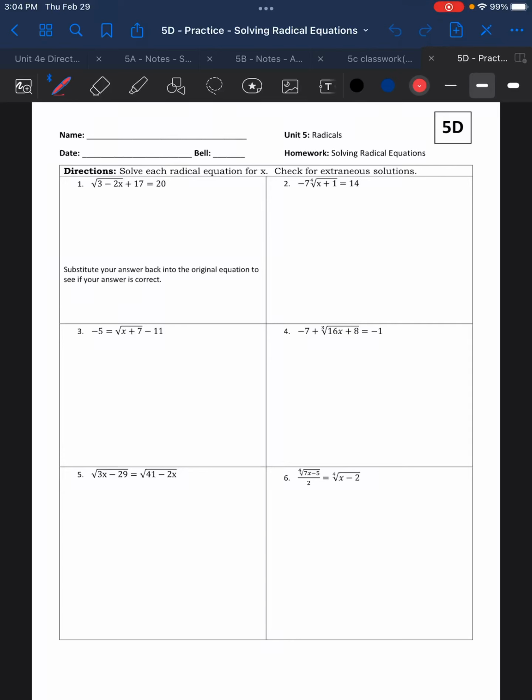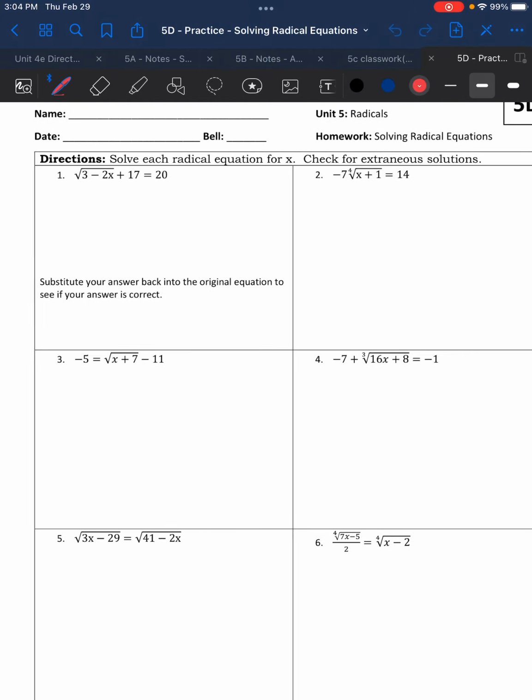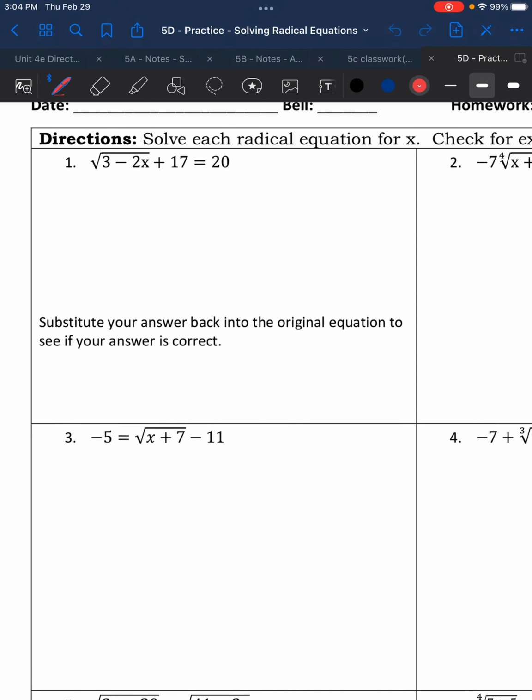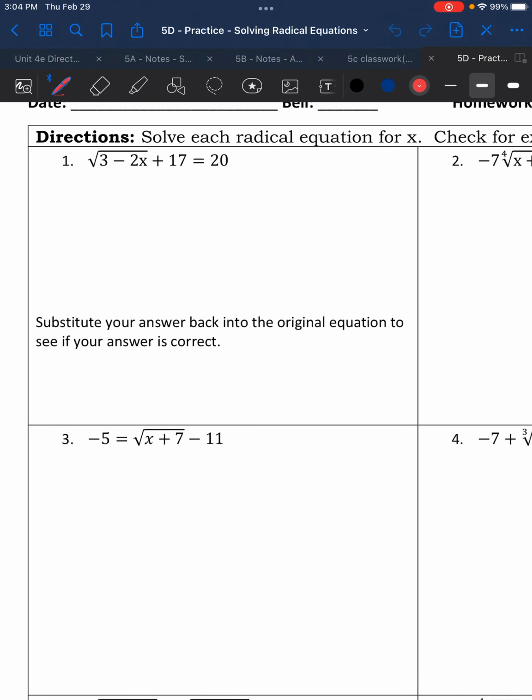Welcome to solving radical equations. To solve, the first thing you need to do, and I know this is homework, I use it as my notes, and I'll write the notes off to the side when I do each problem. So your first goal is to isolate the radical. So you want to get that radical by itself.